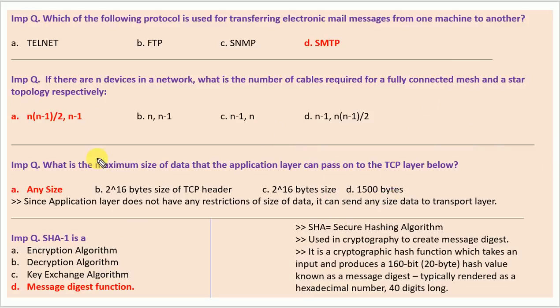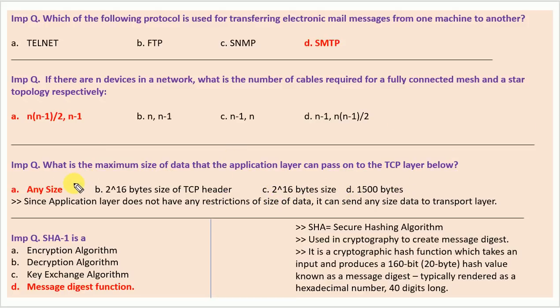Okay, so the next question is: what is the maximum size of data that the application layer can pass on to the TCP layer below? That is very important. Let's concentrate on this question. First, let's discuss the options: any size of data it can pass, 2 raised to power 16 bytes, the size of the TCP header, or 1500 bytes.